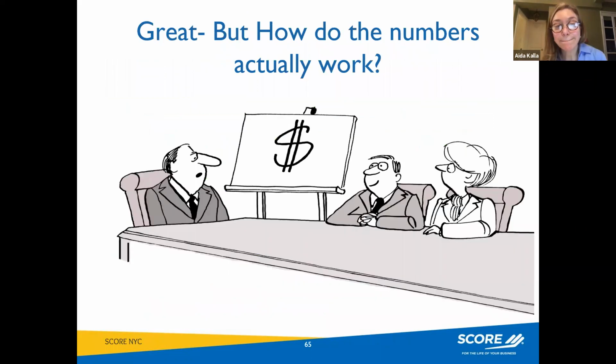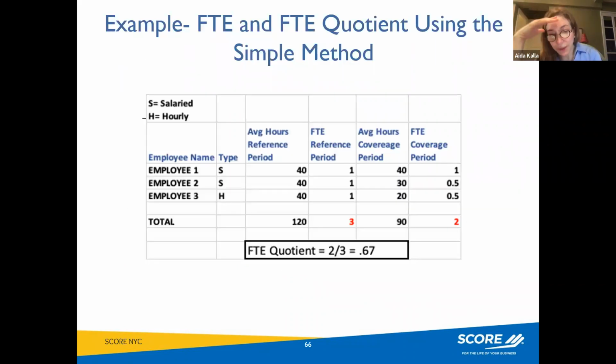Let's keep going. All right, so we have a lot of concepts here, and how do we apply these concepts to actual numbers? Because I think when you see the numbers themselves, hopefully it'll become more clear. So I've chosen the simple method here. So what I've done is I have three employees. Two of them are salaried, that's why the S is there, and one of them is hourly wages.